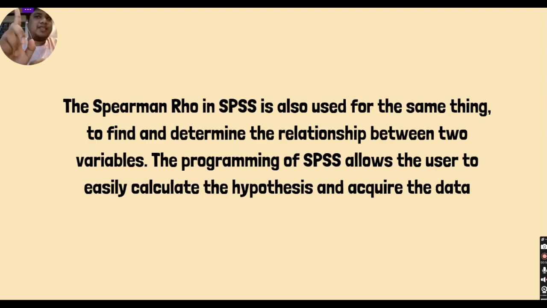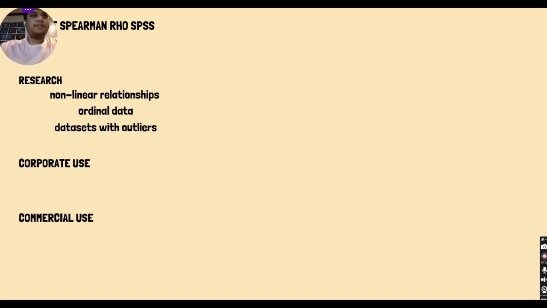Now, the Spearman-rho in SPSS is also used for the same thing, to find and determine the relationship between two variables. But the programming of the SPSS allows the user to easily calculate the hypothesis and acquire the data. So SPSS is obviously a statistics site or app for processing and acquiring the data easily. No need to compute it manually, and as long as we know how to operate the SPSS, acquiring the data that we need is very simple and easy, and that's what we shall be doing today, or tonight rather.